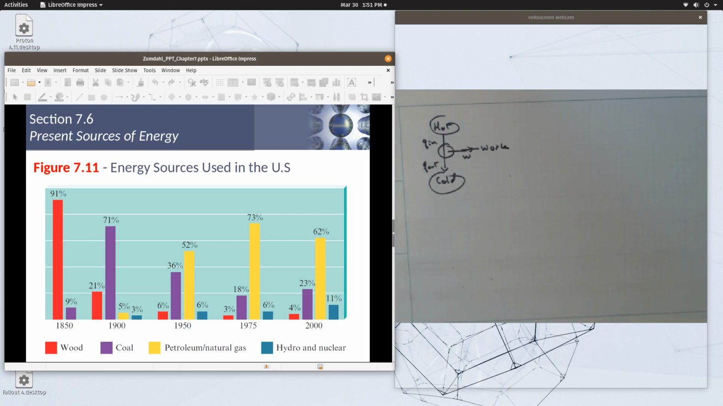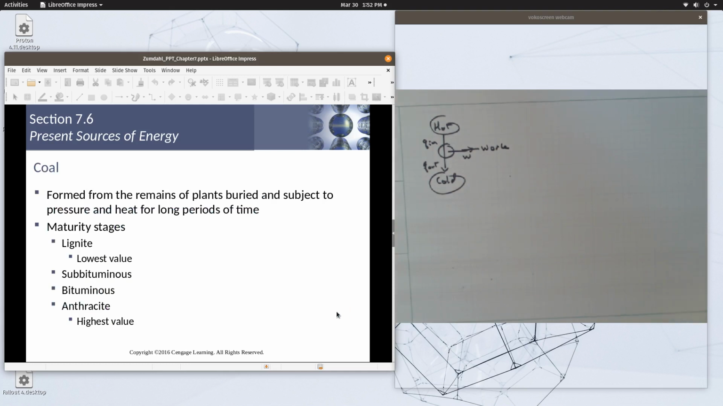And then you can see in the 1950s and so on, petroleum and natural gas creeps in quite dramatically, a very easily transported and produced substance, and other sources also. Coal dropping down, maybe a bit of a recovery. Wood definitely dropping down. Very little of our energy sources is wood, and then finally hydro and nuclear, about 10%. So what is coal?